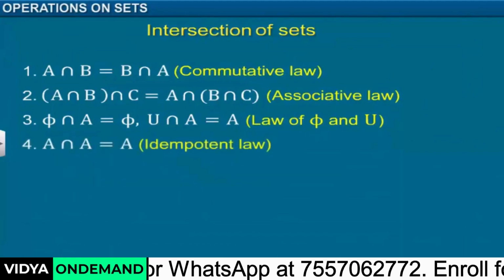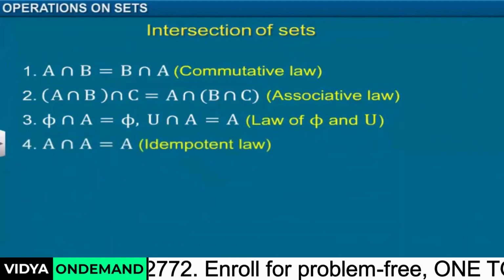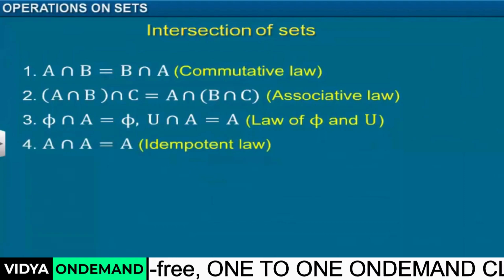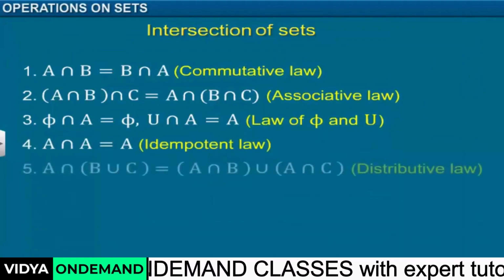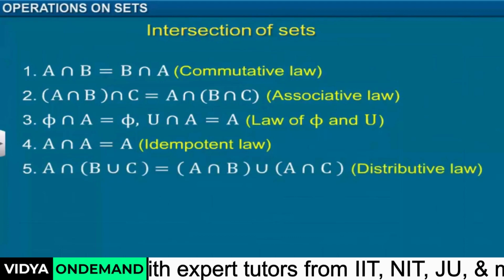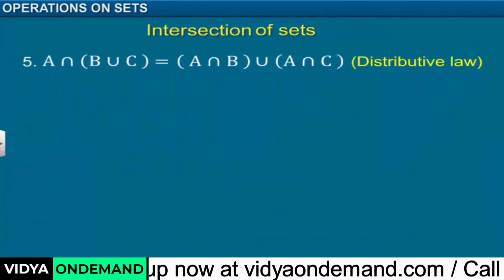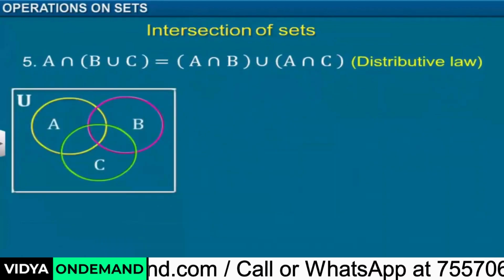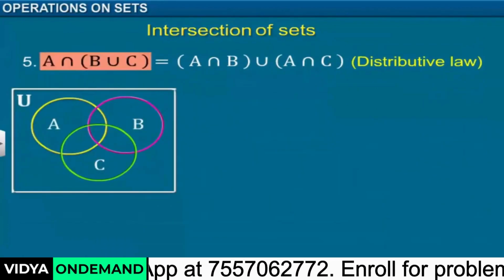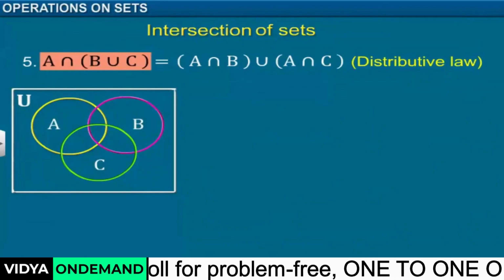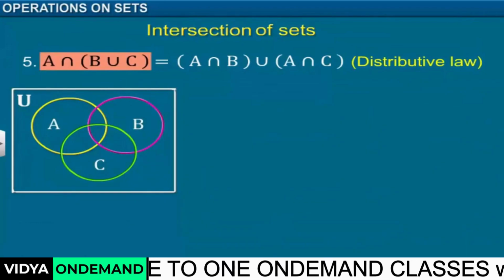Intersection is distributive over union. This property can be verified with the help of Venn diagrams. Taking the left-hand side, for B union C, we have this Venn diagram. A intersection B union C is as shown.